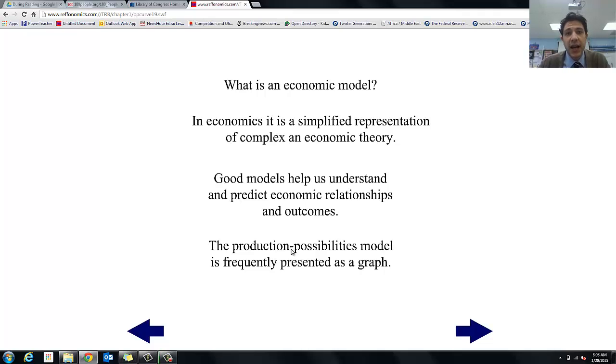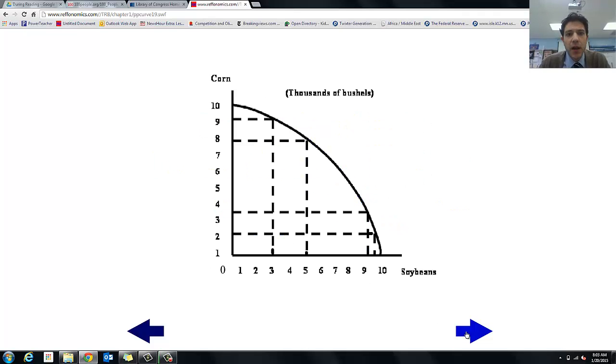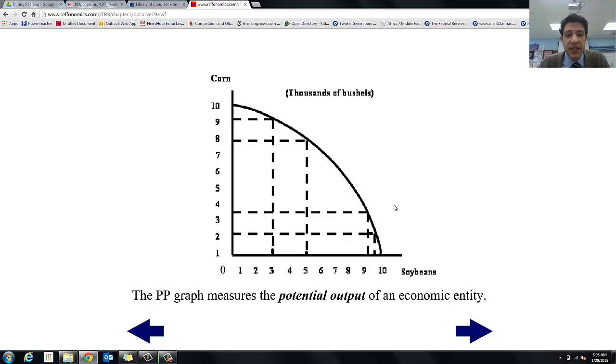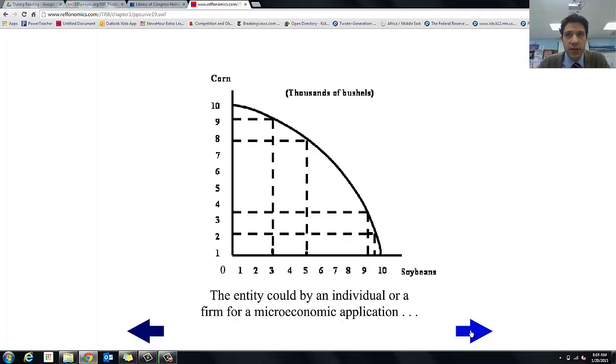Now I'm going to say PPF, usually production possibilities frontier. So what does that mean? This is a PPF, a production possibilities frontier, and it's also called a model. What we can see here is a society that makes two things: corn and soybeans. This line, this production possibilities curve that's bowed out from the center, shows us a few things. It represents the potential output of an economic entity, how much they can produce at any given time, using all types of resources: land, labor, capital, and so on. It can be an individual, or it can be an entire economy.